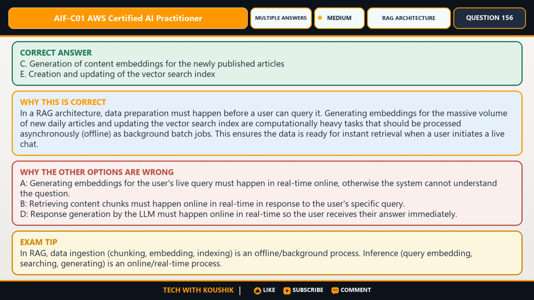Exam strategy. In RAG, data ingestion, chunking, embedding, and indexing is an offline background process. Inference, query embedding, searching, and generating is an online real-time process.